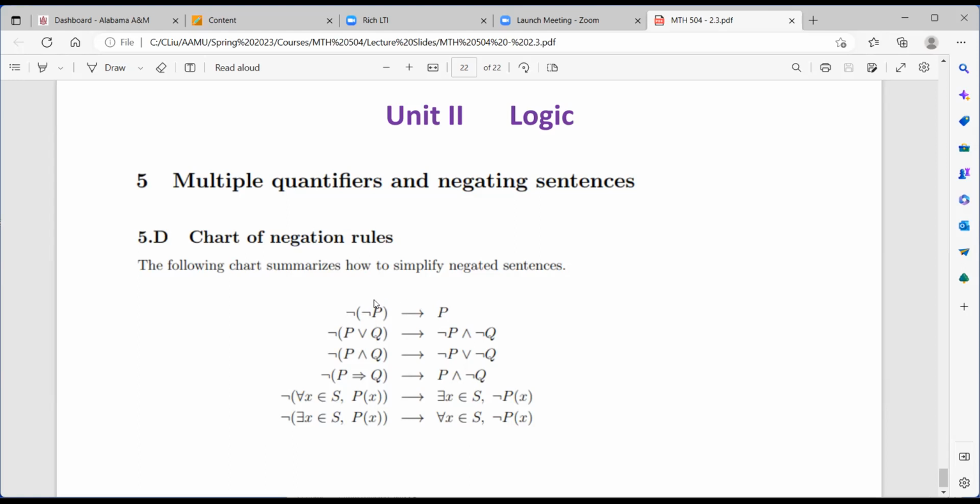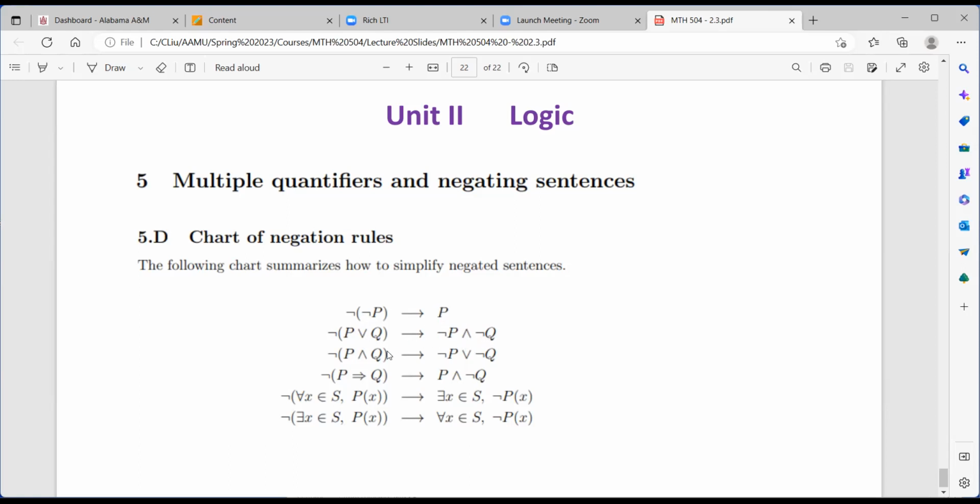So P is a statement or sentence. Okay. So the negation of the negation of a statement or a sentence is just the statement or the sentence itself, of course. Just two negatives make it positive. And the negation of the disjunction of two statements or sentences, P and Q, is the same as the conjunction of negation P and negation Q.